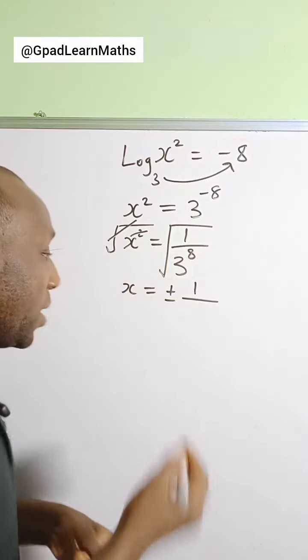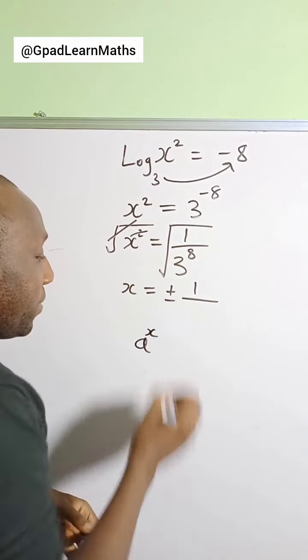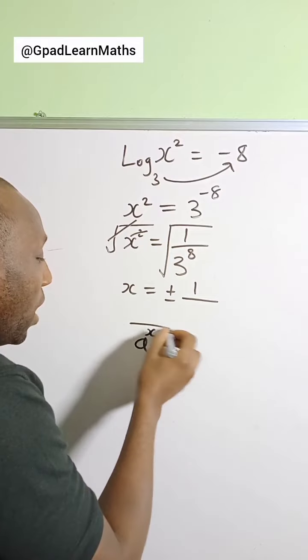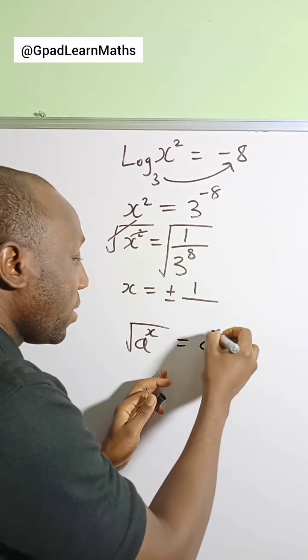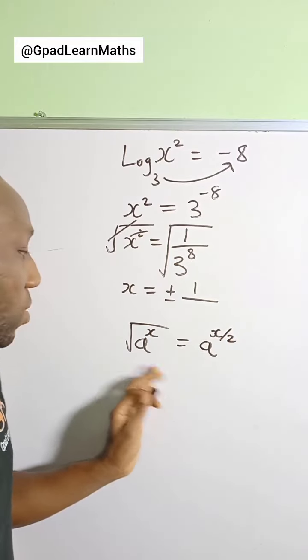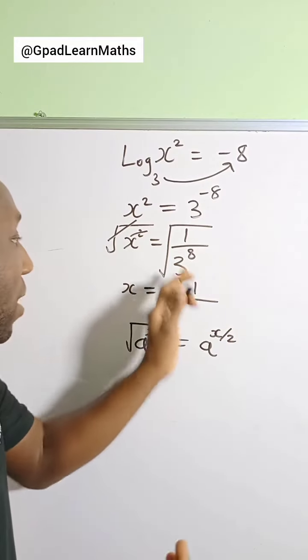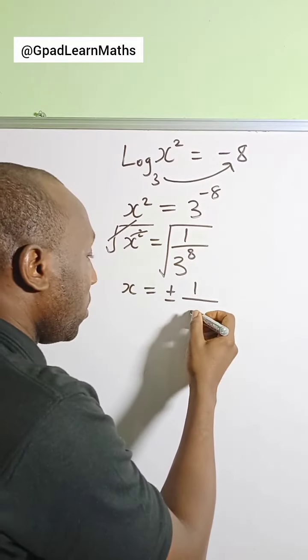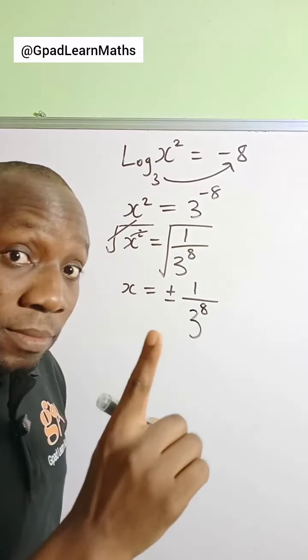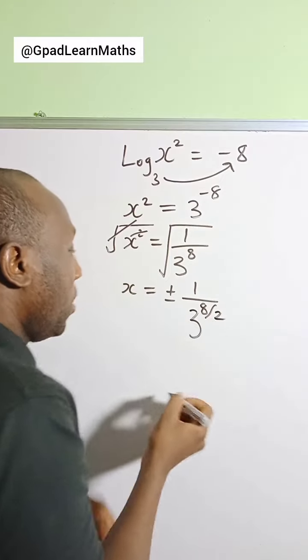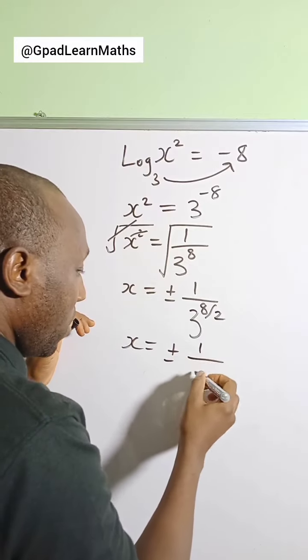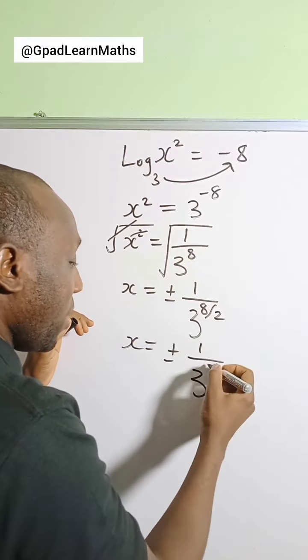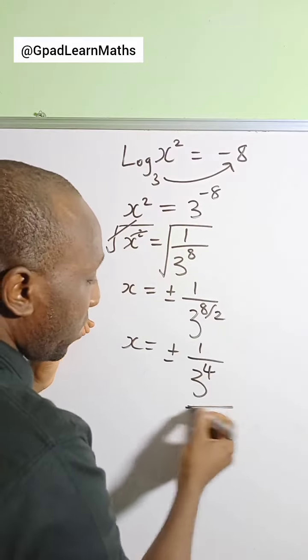Now, it's still one of the laws of indices. If you have a raised to the power x and you have the square root of a raised to the power x, this can be rewritten as a raised to the power x divided by 2. This and this are the same thing. So let's apply that right here. It's now going to be 3 raised to the power 8 over 2. Now x finally is equal to plus or minus 1 over 3 raised to the power 8 divided by 2, which is 4. And this right here is your final answer.